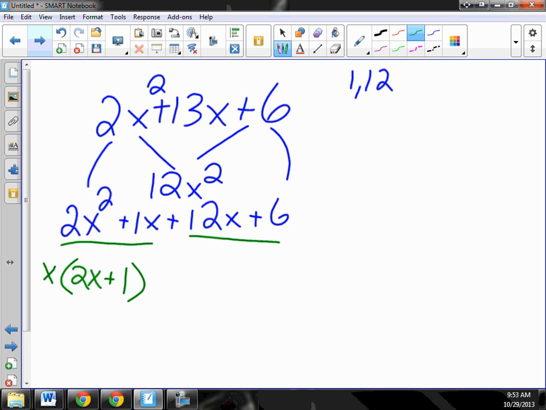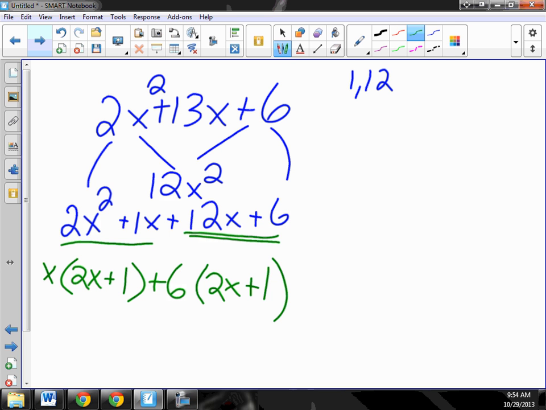So what does the second group share? A 2 would work. If I pulled out a 2, would I get 2x plus 1? No. If I pulled out a 3, would I get 2x plus 1? No. So those are the wrong numbers to pull out. And you always want to pull out the biggest one, by the way. If I pull out a 6, then I get 2x plus 1.